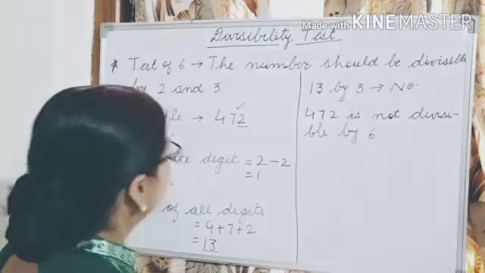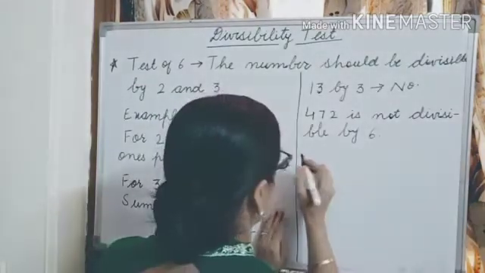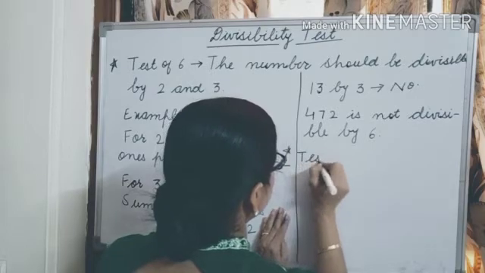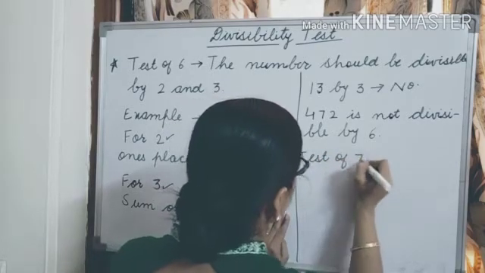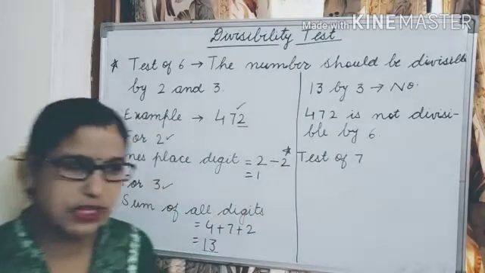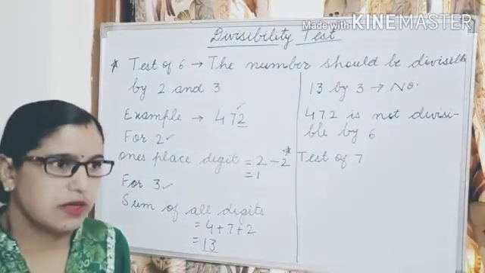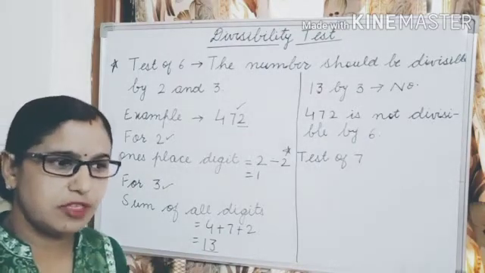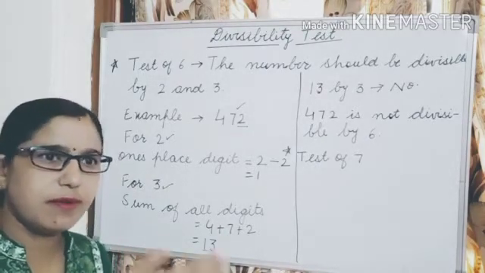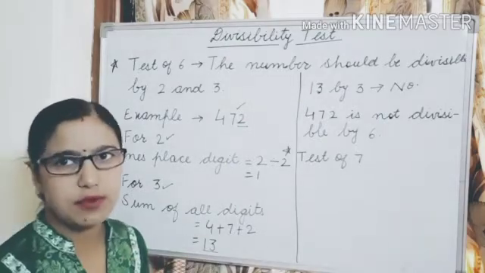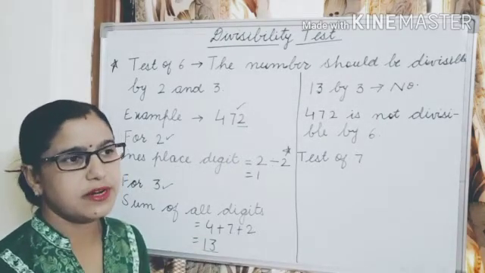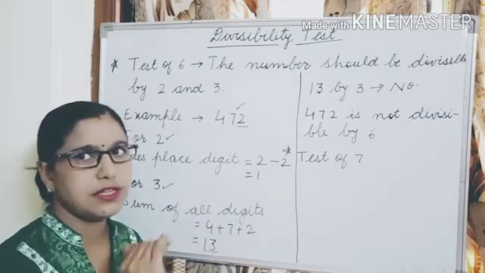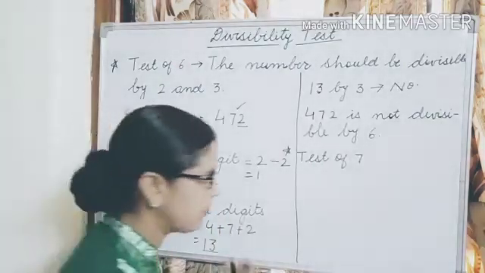Now I will tell you the divisibility test of 7. Test of 7. For 7, what do you have to do? You will see the ones place digit, and that ones place digit you will multiply by 2. Then you will get one product. That product you will subtract from the number formed by the rest of the digits. Now you will see the example I am giving you.